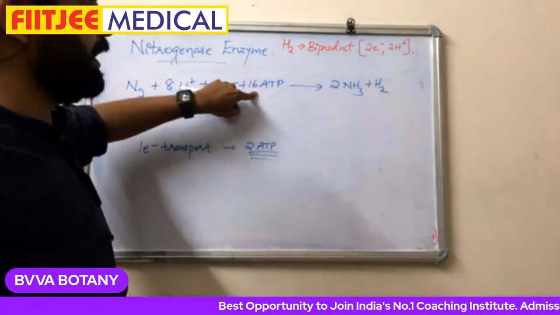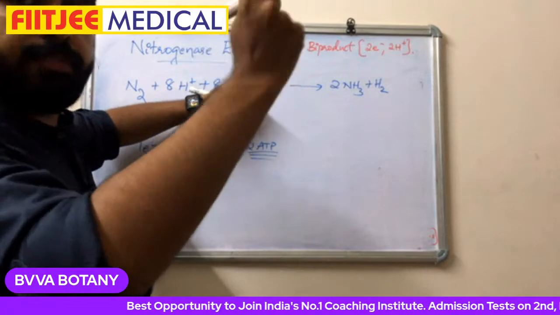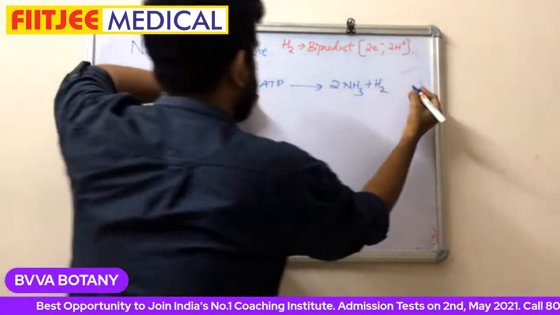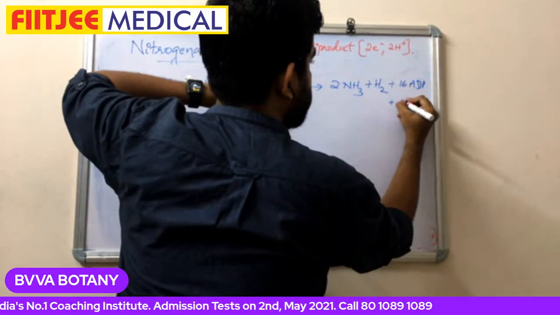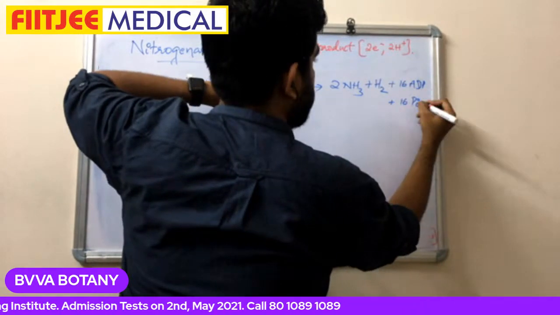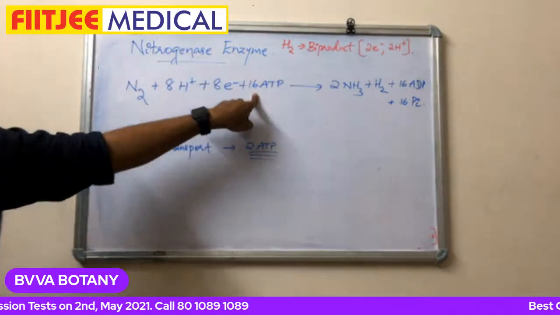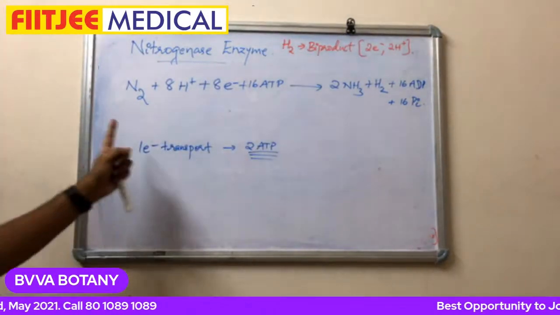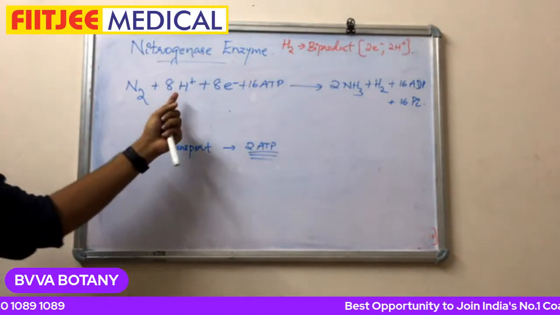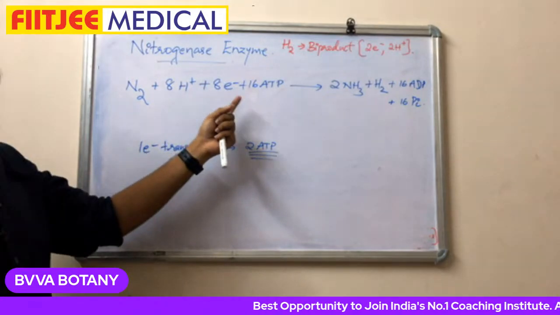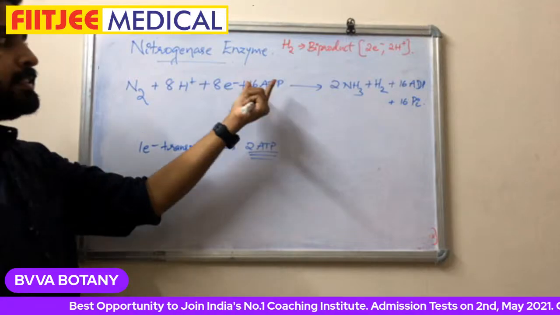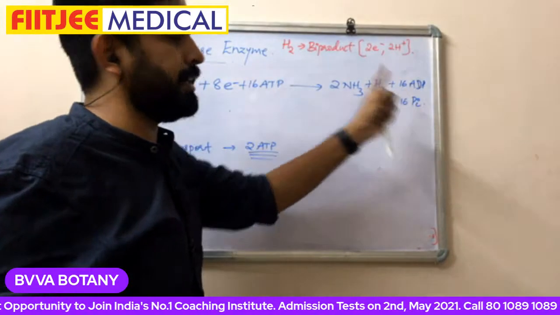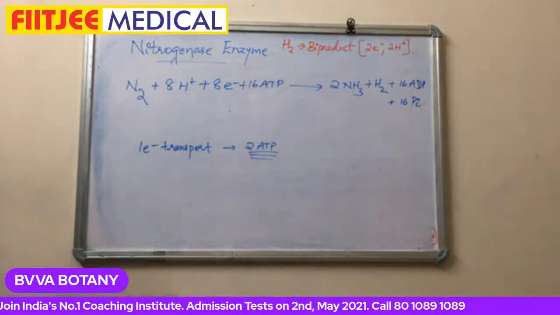Now what will happen? From ATP, one phosphate will be utilized. So 16 ATP will give rise to 16 ADP plus 16 Pi, inorganic phosphate. Pi stands for inorganic phosphate. So this is the reaction happening. Clear? So total of 8H plus and 8 electrons for the electron transfer, 2 ATP each. 16 ATP after utilization becomes 16 ADP and 16 Pi. This is very important.